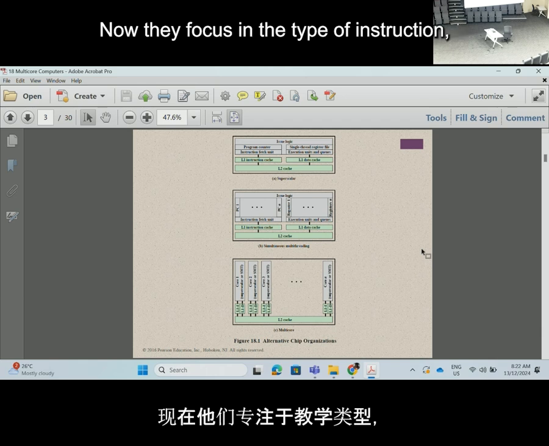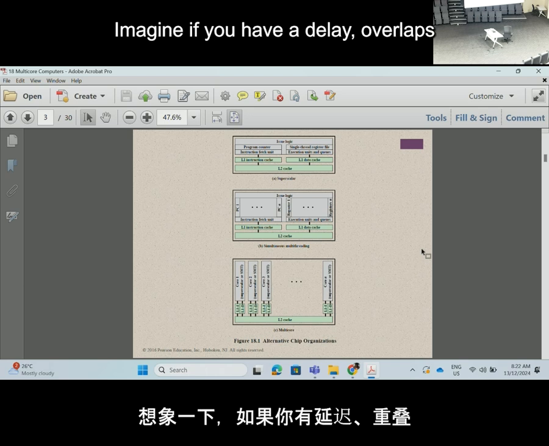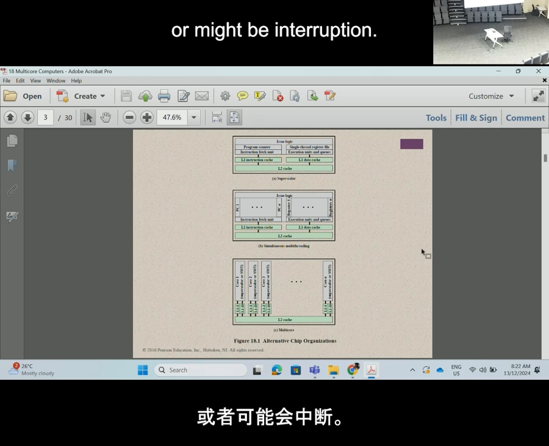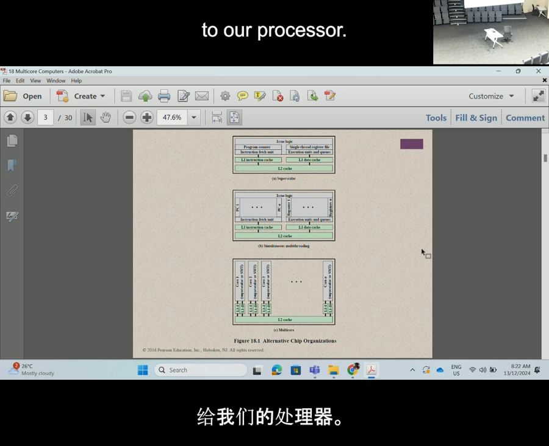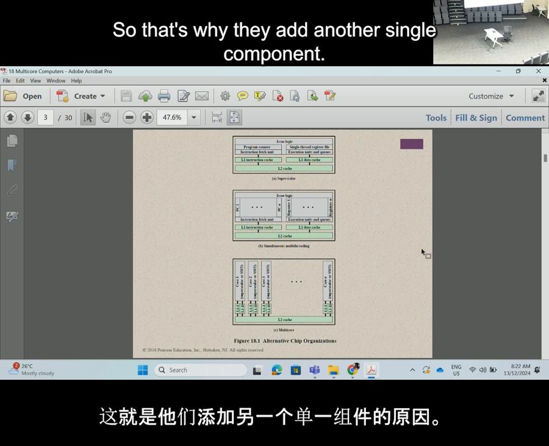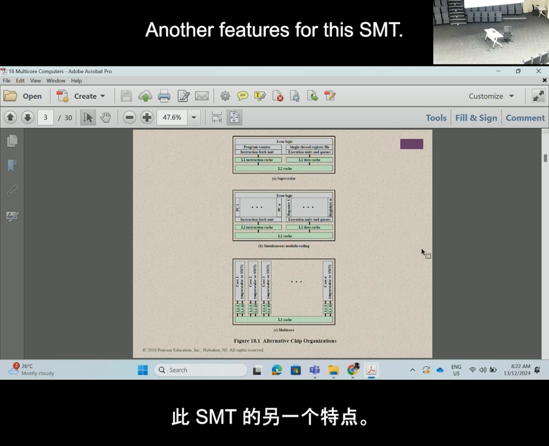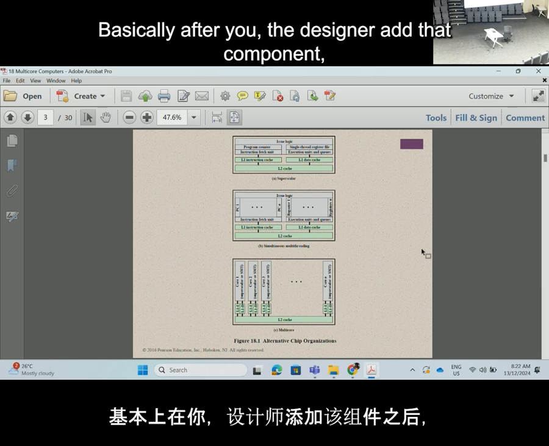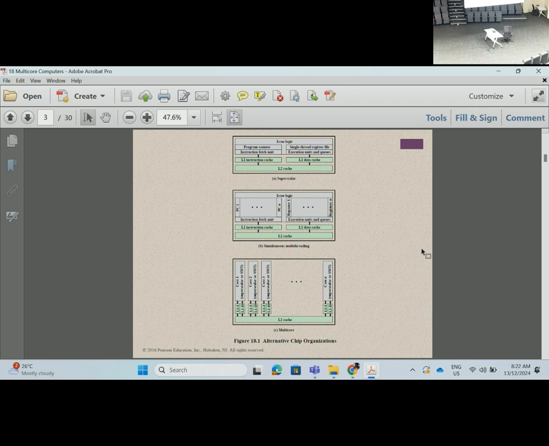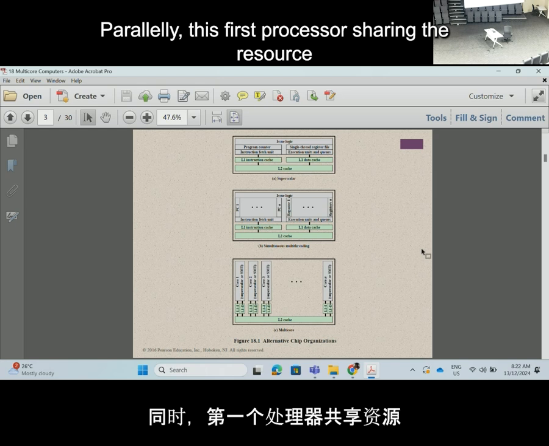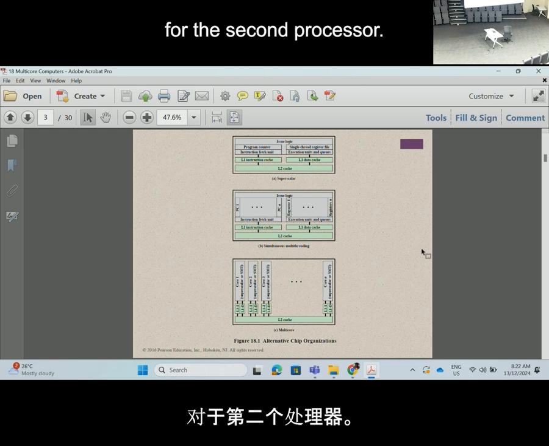Now they focus on the type of instruction, the type of threads. Imagine if you have a delay, overlaps, or maybe an interruption, it is going to give a very poor situation to our processor. That's why they add another single component. Another feature of SMT, basically, after the designer adds that additional component, is that each instruction box is shared in parallel. This first processor shares the resources with the second processor.